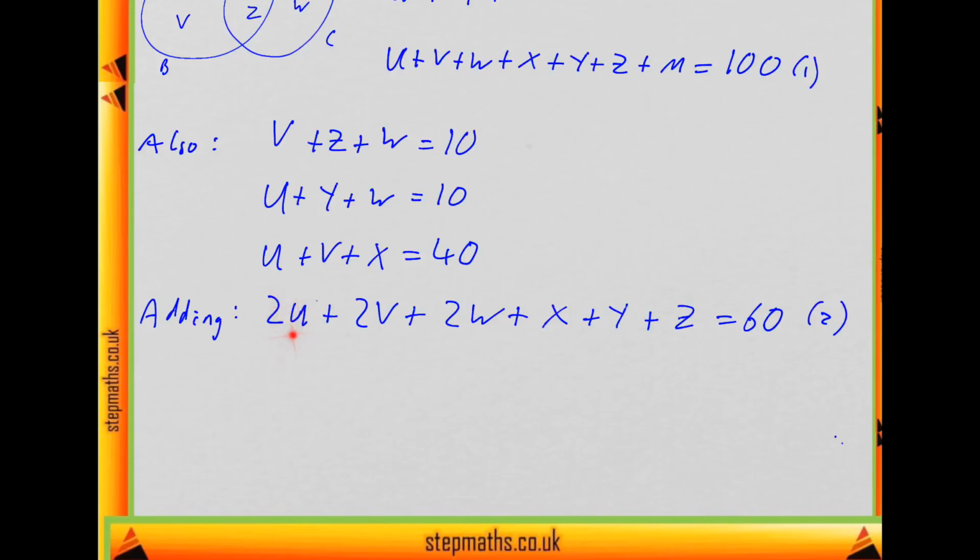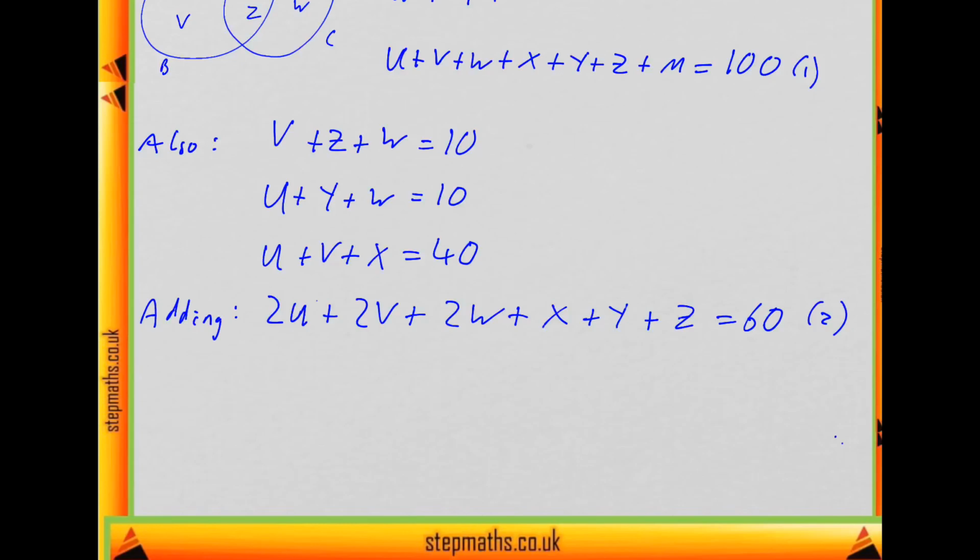So if I do that, if I add them all up, I've got 2 U's from here and here, 2 V's, 2 W's, and then 1 each of X, Y and Z. Those are all added together and they make 60. So I've got this equation 2 because this is useful to compare with this, because it's got everything in except for M.